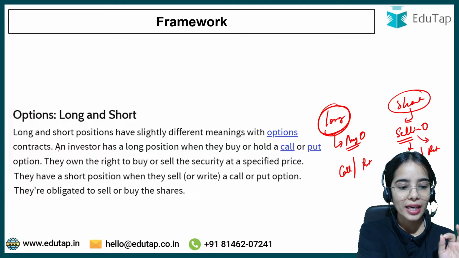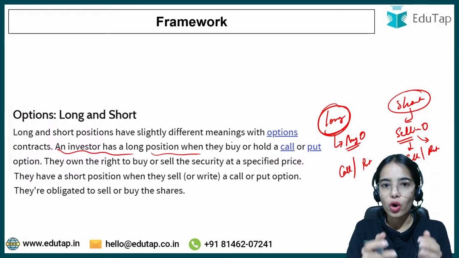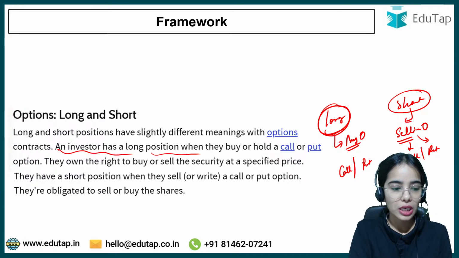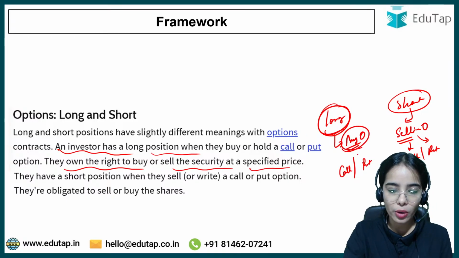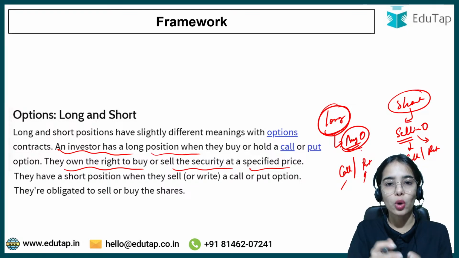Clear? So an investor has a long position when they buy or hold the call or put option. They own the right to buy or sell the security at a specified price. So if I buy the option, call option or put option, I have the long position.